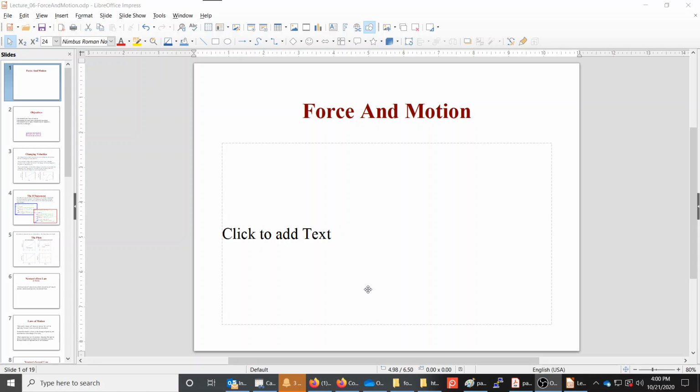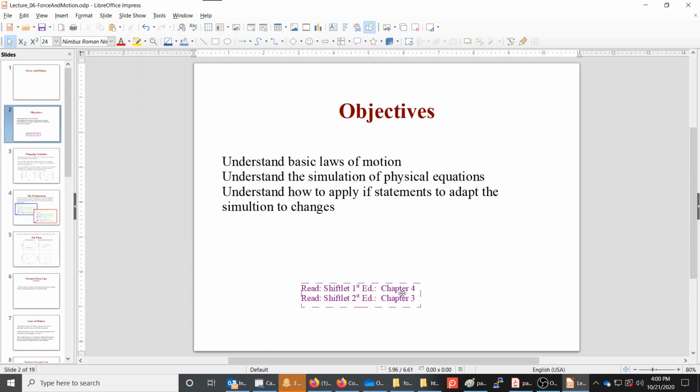In this video, we're going to discuss force and motion. This is actually chapter 3 in the second edition of the Shiflet book. Some of the topics we're going to look at are, number one, understanding some basic laws of motion, and understanding the simulation of physical equations and how to apply the if statement within the MATLAB or Octave software to adapt the simulation to changes.